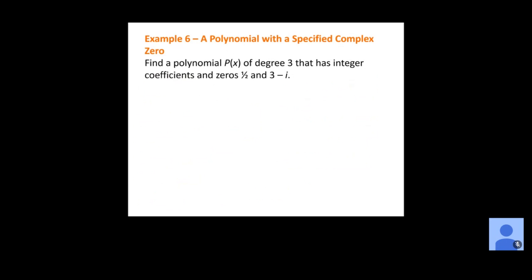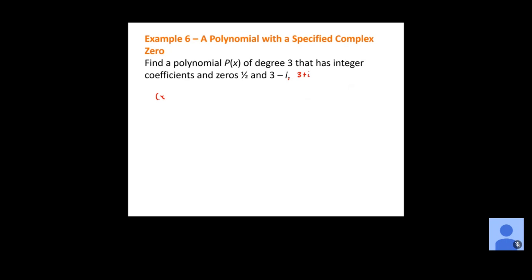All right, so now we want to find a polynomial that has a degree of 3, integer coefficients, and its zeros are 1/2 and 3 minus i. Notice here they only gave us 2 zeros, right? 1/2 and 3 minus i. We need a degree of 3, which means we need 3 zeros. But based off the conjugate zero theorem, we know that if 3 minus i is a zero, then 3 plus i, its complex conjugate, also has to be a zero. So now we have all 3 zeros of that polynomial. So now we can start our factors.